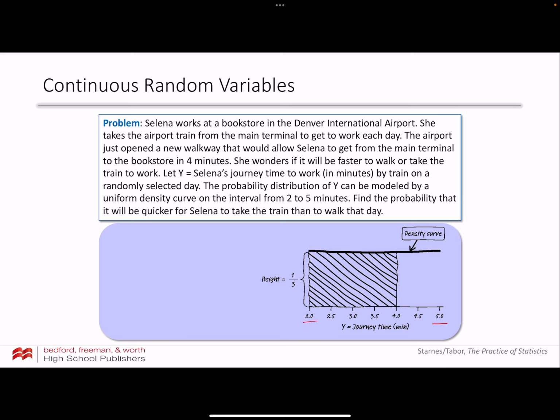And so the area under this curve has to be equal to 1. So the area has to be equal to 1. The distance on the x-axis is 3, right? So what would that make the height? It would make the height 1/3.